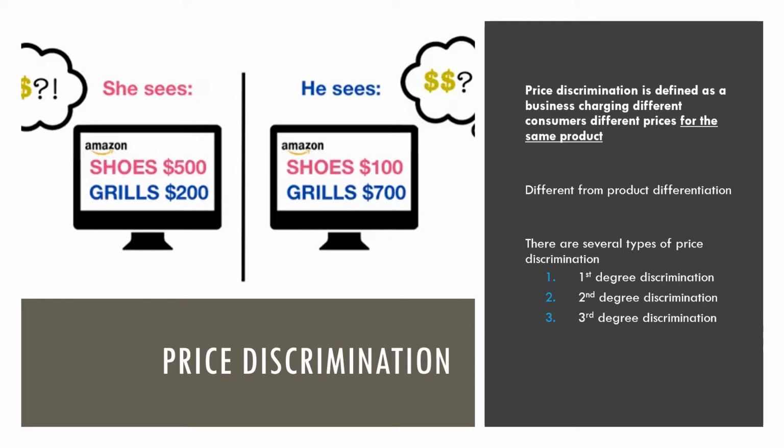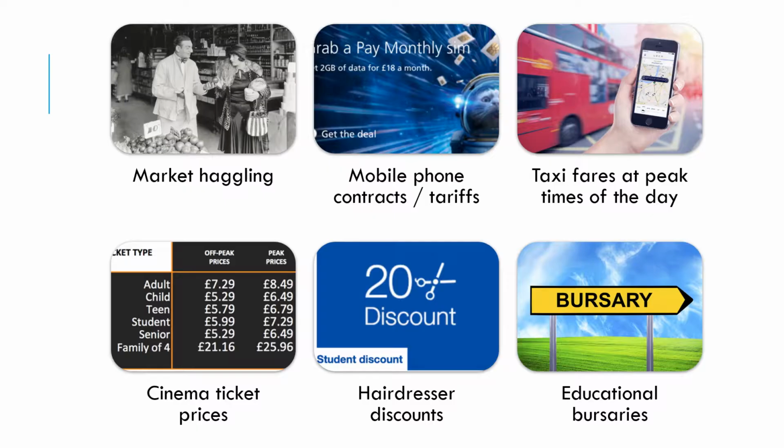There are several types of price discrimination, and we describe this as first degree, second degree, and third degree, depending on how the price discrimination is implemented. Here are some examples. Going down to your local market and haggling with the seller, everyone is paying a different price, so the business is charging you different prices for the same product. Cinema tickets is a good example. Depending on who you are, you might pay a different price for a cinema ticket and also a different price at different times of day. If you're a student, you might get a discount on hairdressing.